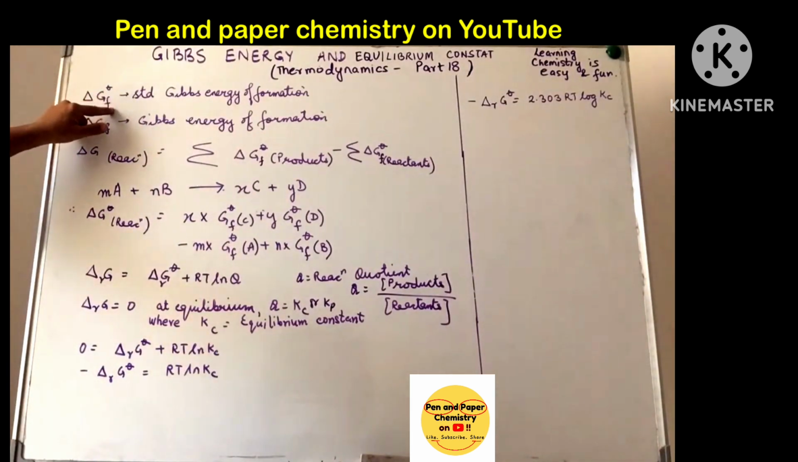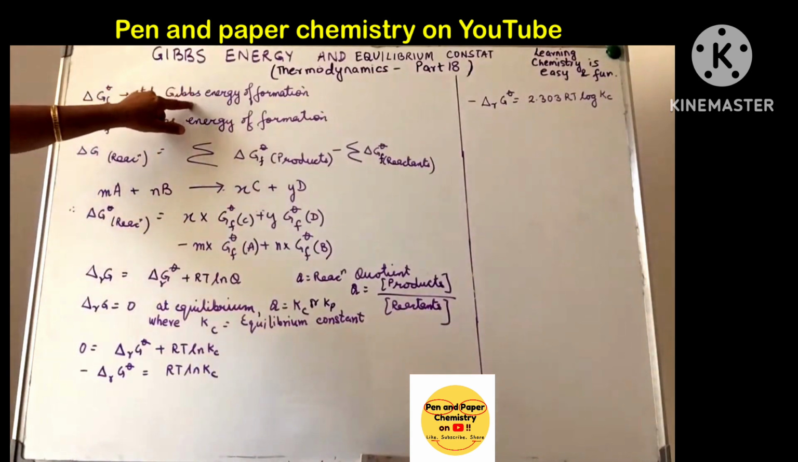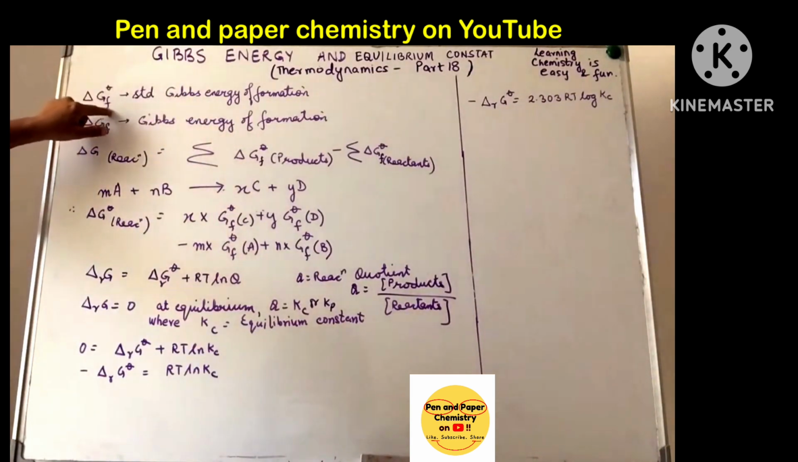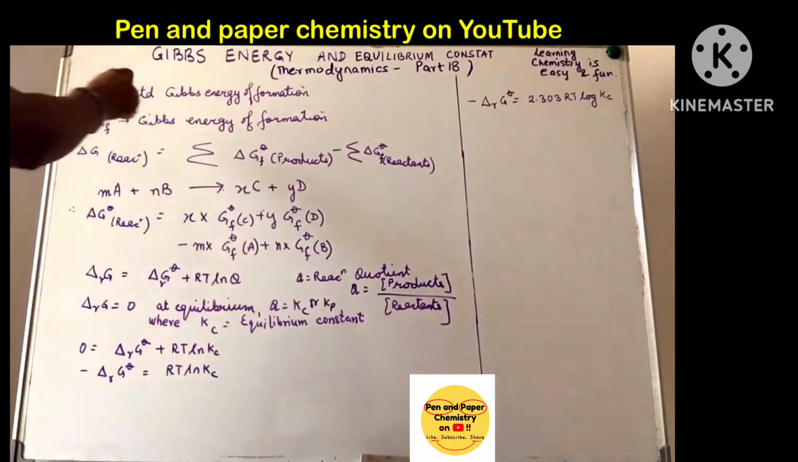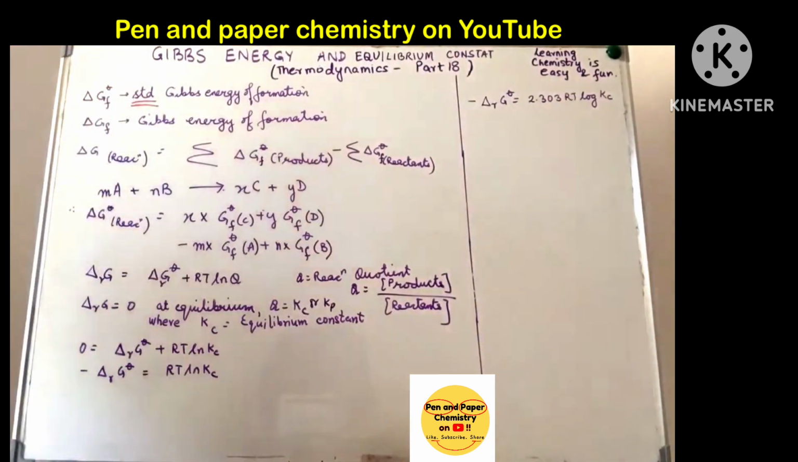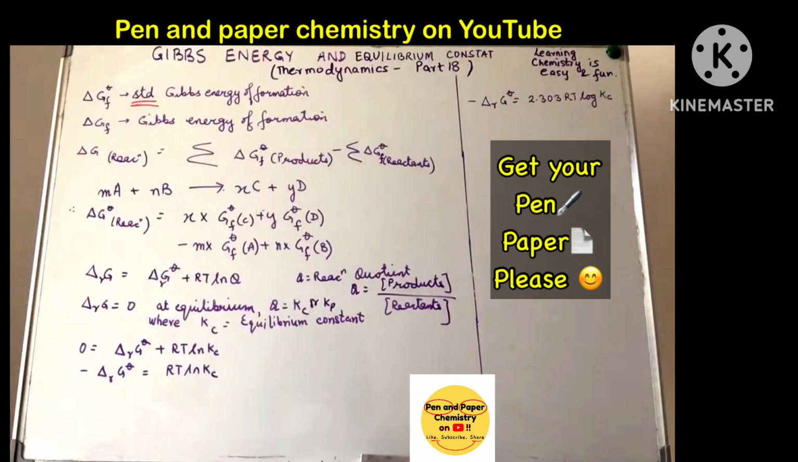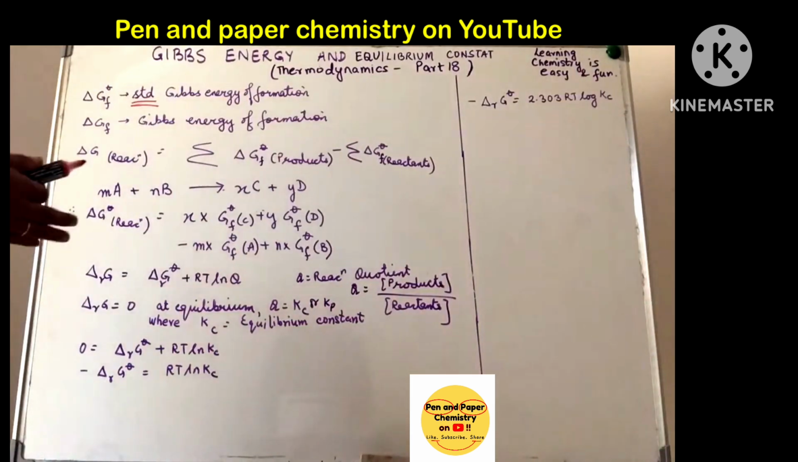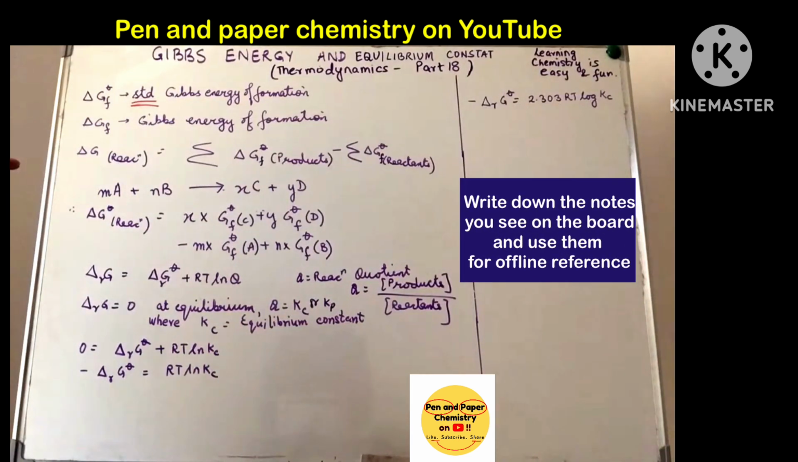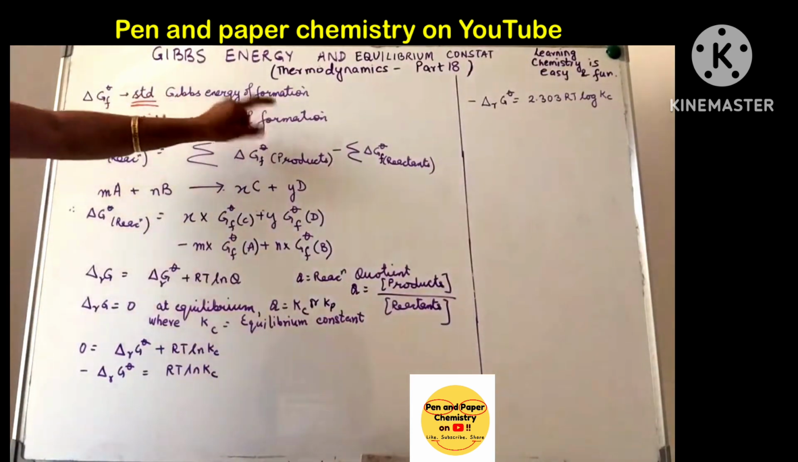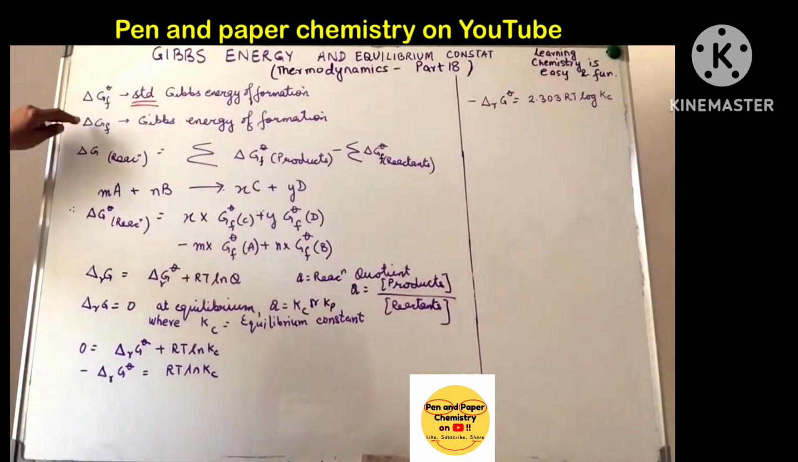Standard Gibbs energy of formation means the Gibbs energy change when 1 mole of the substance is formed in its standard state from its elements at 1 atmospheric pressure. Usually temperature is not specified, but in general you will find the data in most books related to 298 Kelvin, and for your level it is considered practical. Delta G f is the Gibbs energy of formation for states other than the standard conditions.